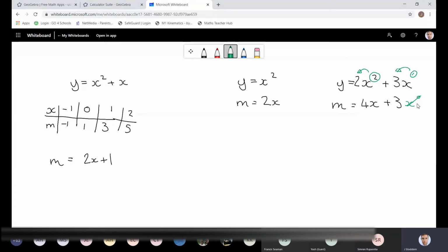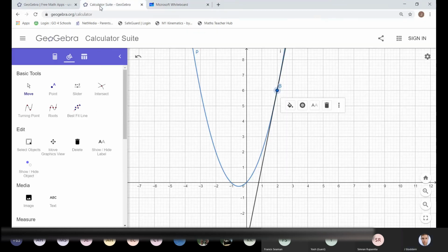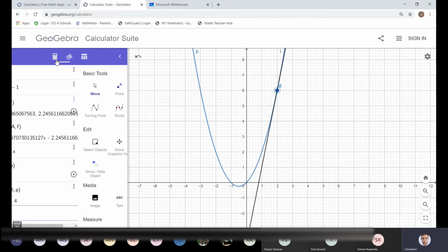Now, I haven't proved that here, and I don't want to prove that today. All I've done is show you that it seems to follow that pattern. Now, what if I had, so let me get a new one up.